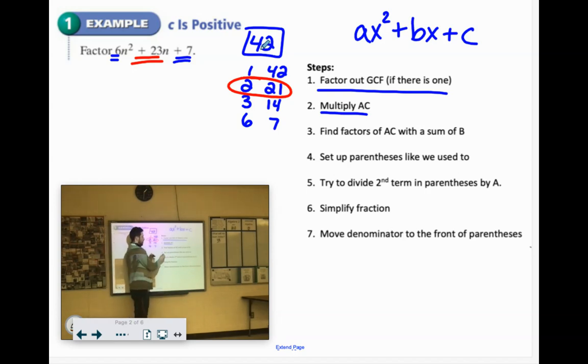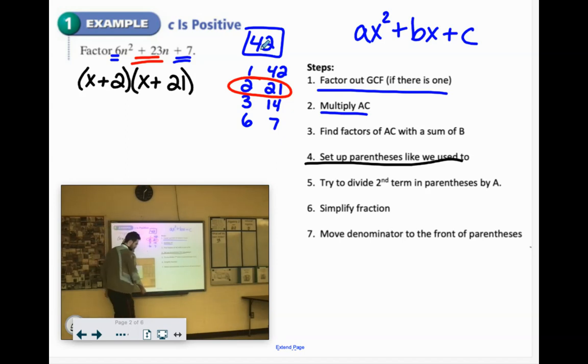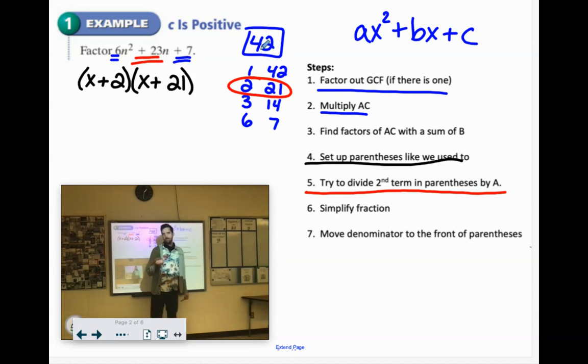Then it says set up parentheses just like we used to. So we'll set up x plus 2 and x plus 21. Now, if you just took this and FOILed it, you would not get what we started with. So it has this little correcting step, which will be to try to divide the second term in parentheses by a. Now, this just seems like a lot of words, but it's the same procedure over and over. So I put these steps here so you have something to reference back to. So we're going to try to divide it by a, which is 6.